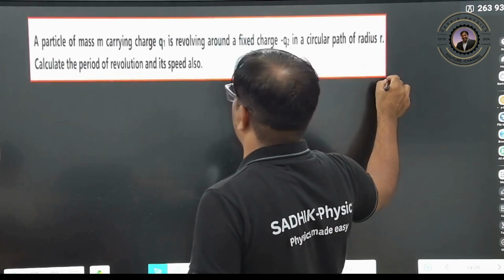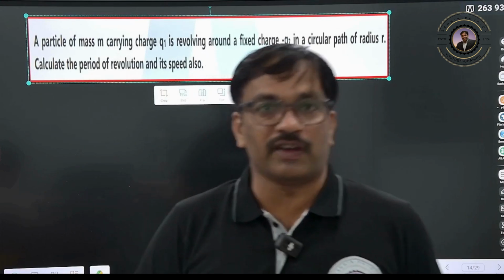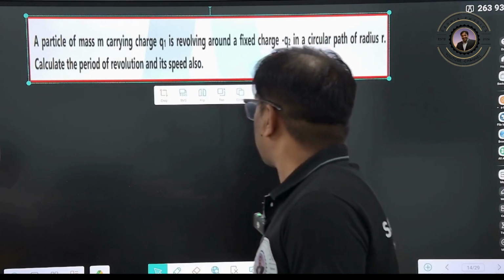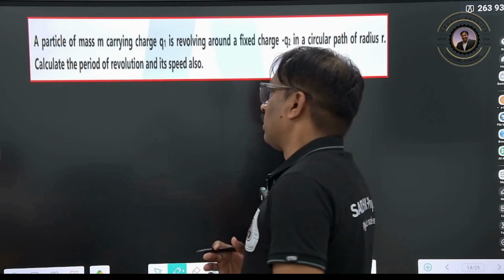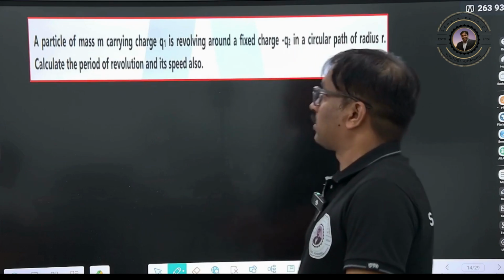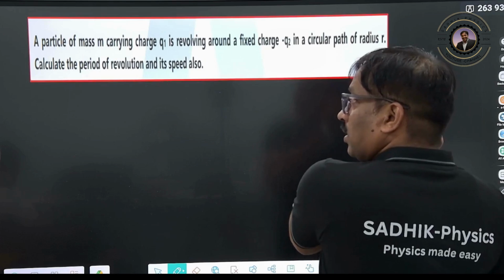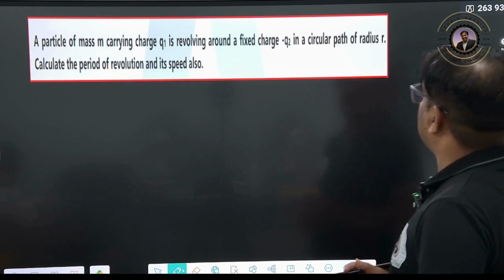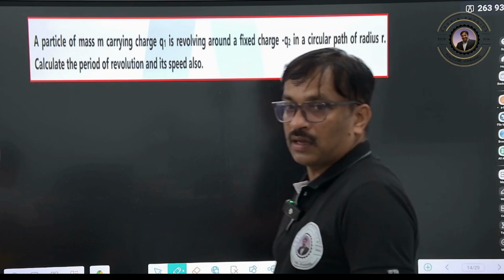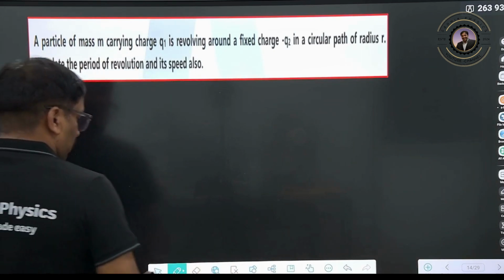Like this, you should understand the question. Each and every question will give a lot of information for you. So try to learn these questions so that you get a thorough grasp of the concept. Correct? So a particle of mass m carrying a charge q1 is revolving around a fixed charge of minus q2 in a circular orbit of radius r. Calculate the period of revolution and its speed also.